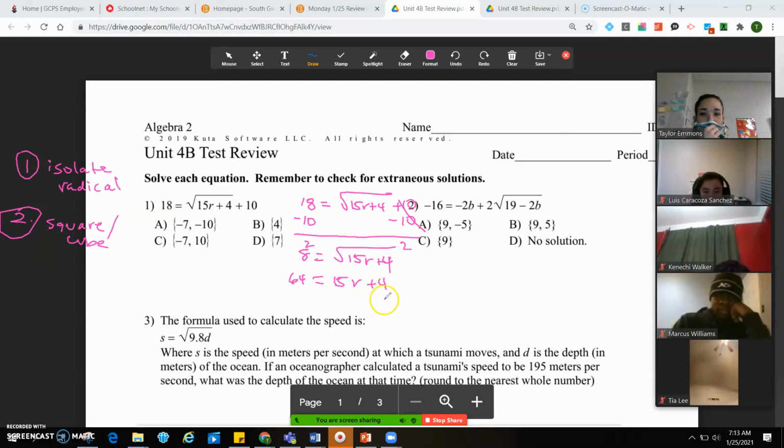I'm going to subtract 4 from both sides, and that's going to give me 60 equals 15r. I'm going to divide by 15 on both sides. And so r is going to equal 60 divided by 15, which is going to give me 4, right?